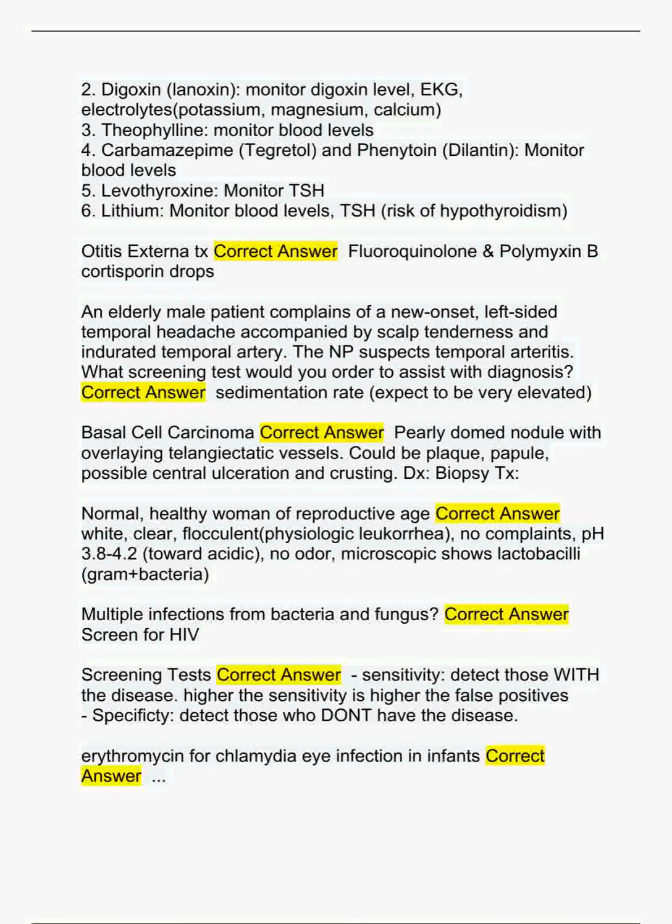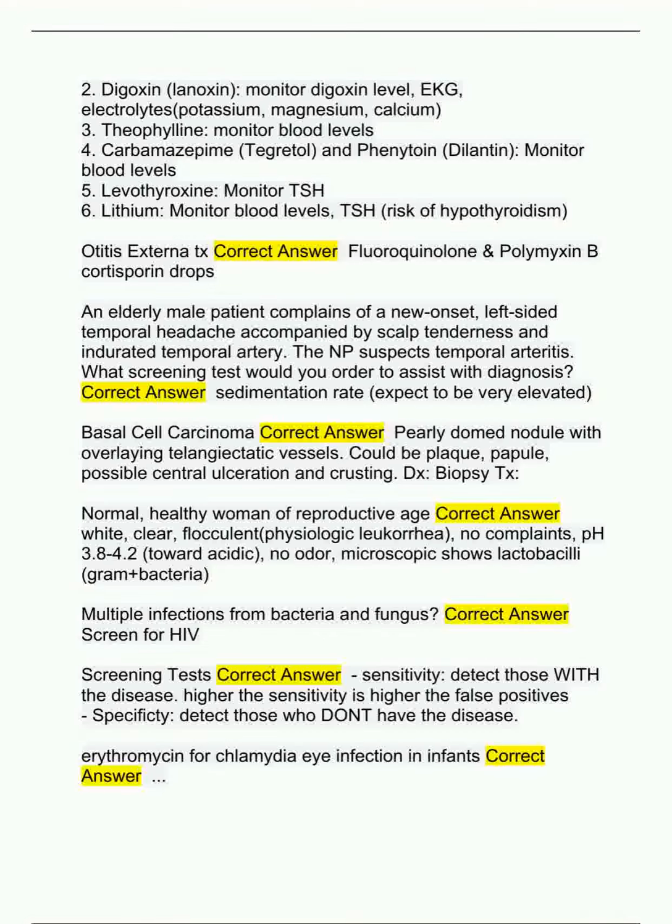3. Theophylline, monitor blood levels. 4. Carbamazepine, Tegretol, and phenytoin, Dilantin, monitor blood levels. 5. Levothyroxine, monitor TSH. 6. Lithium, monitor blood levels, TSH, risk of hypothyroidism.